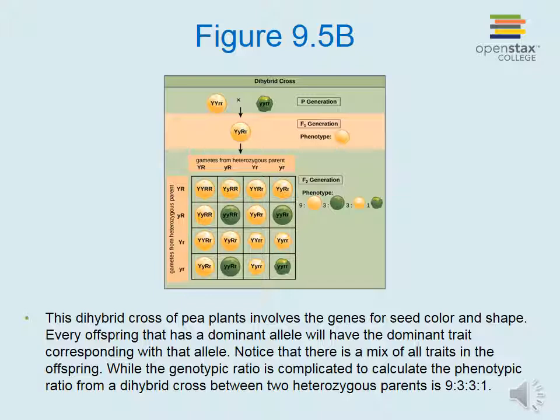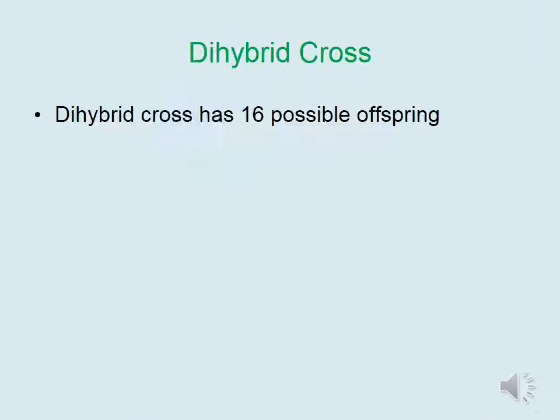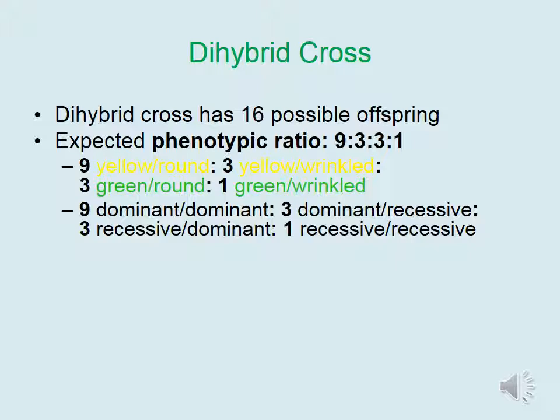While the genotypic ratio is complicated to calculate, the phenotypic ratio from a dihybrid cross between two heterozygous parents is always 9:3:3:1. From the Punnett square on the previous slide, we saw that a dihybrid cross had 16 possible offspring with an expected phenotypic ratio of 9:3:3:1. This equates to 9 of the 16 offspring having yellow round seeds, 3 of the 16 offspring having yellow wrinkled seeds, 3 of the 16 offspring having green round seeds, and 1 of the 16 offspring having green and wrinkled seeds.